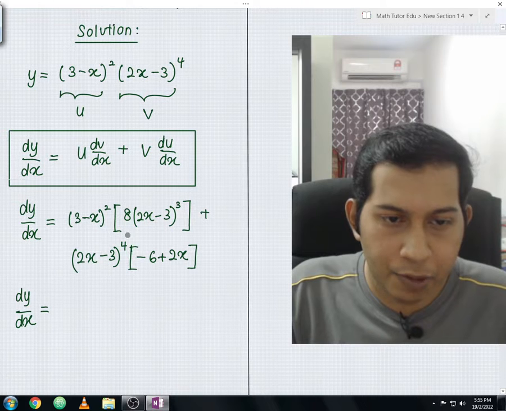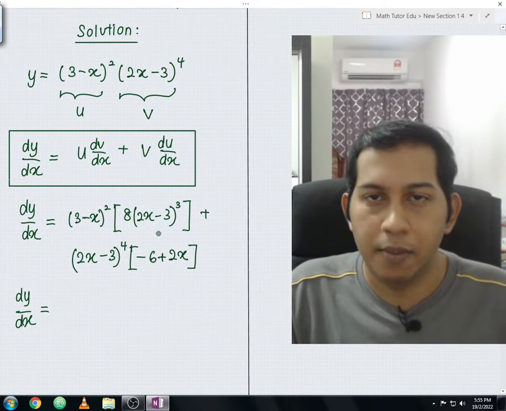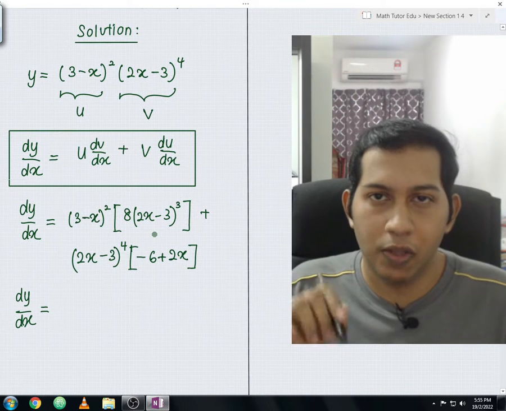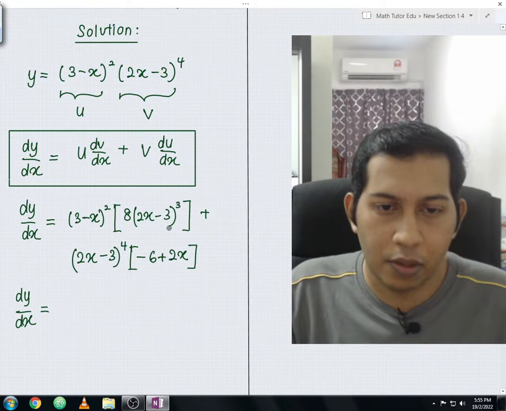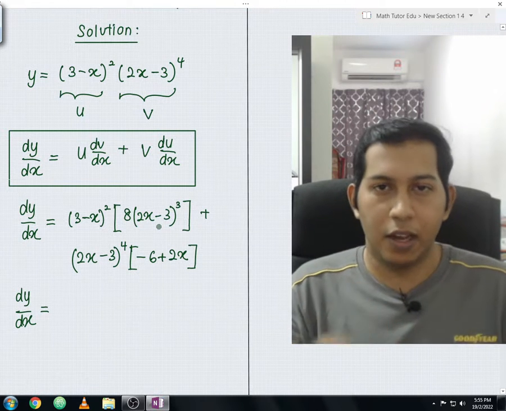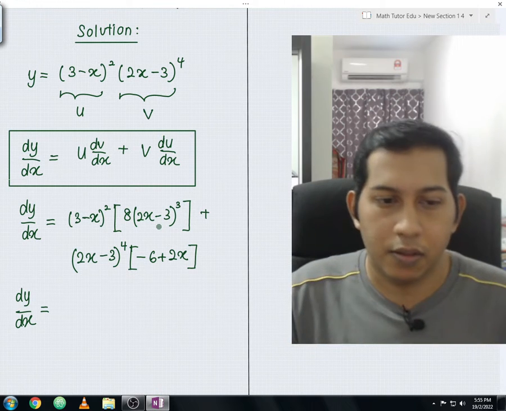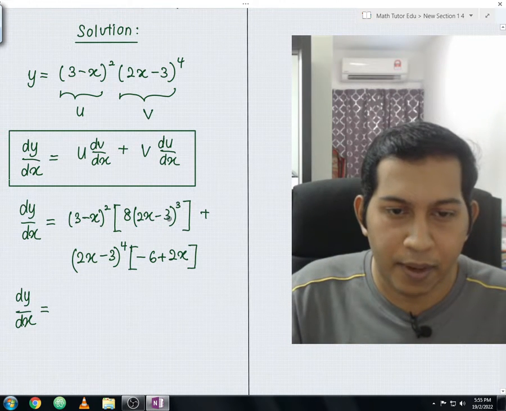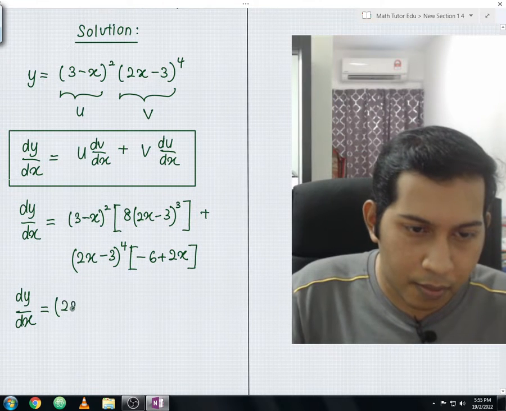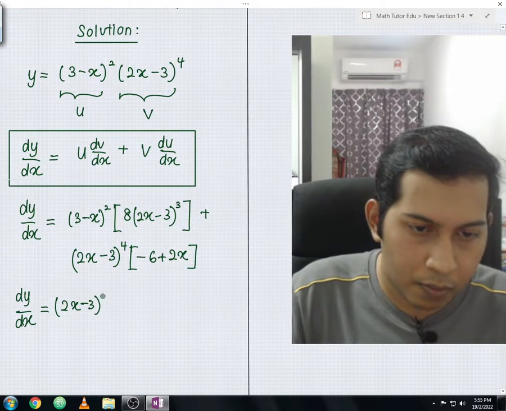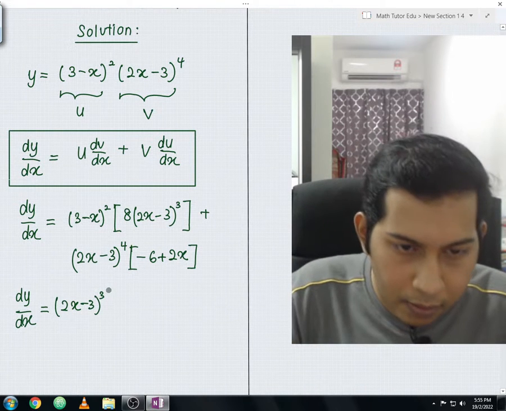In this case, which one do you want to factor out? You can choose to factor out 2x minus 3, but make sure you take the lowest power in this case. So you can factor out (2x minus 3) to the power of 3, and put it outside the equation. So let me write the (2x minus 3) cubed over here, and make a big square bracket.